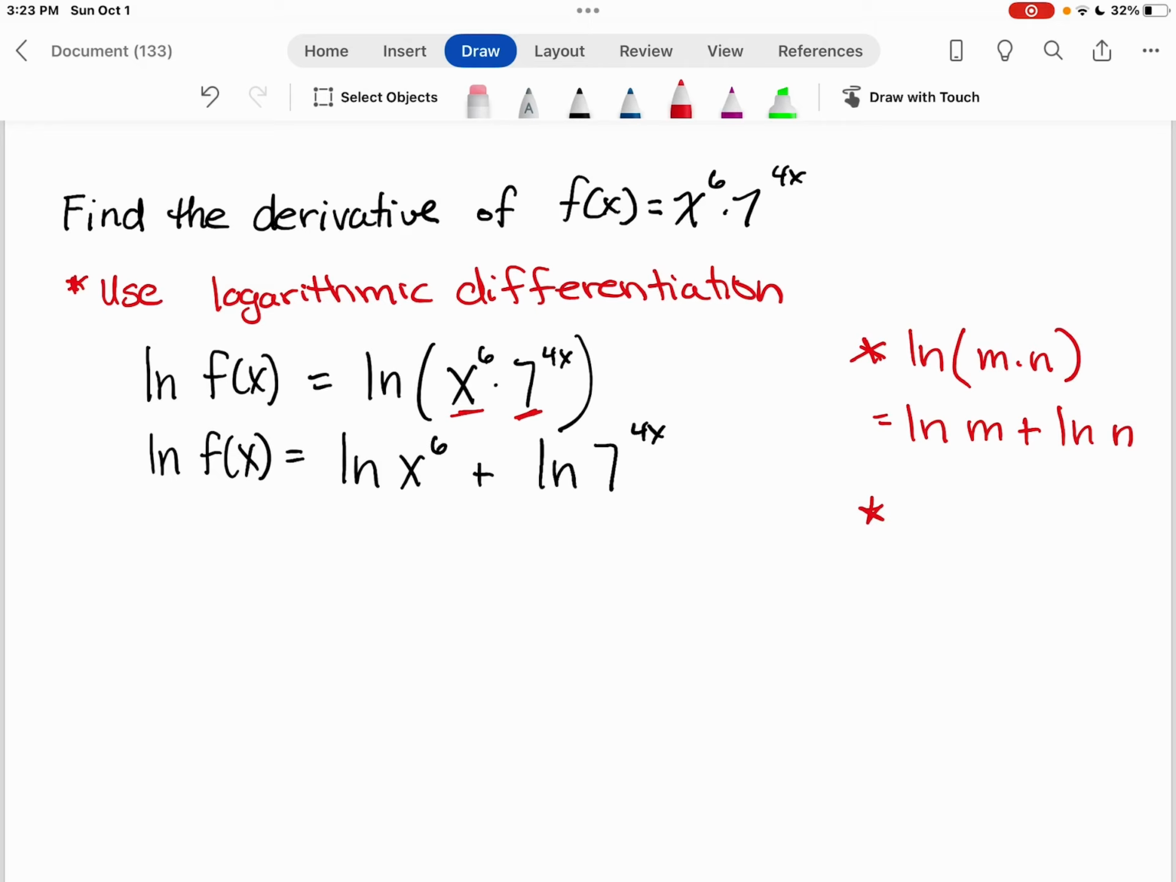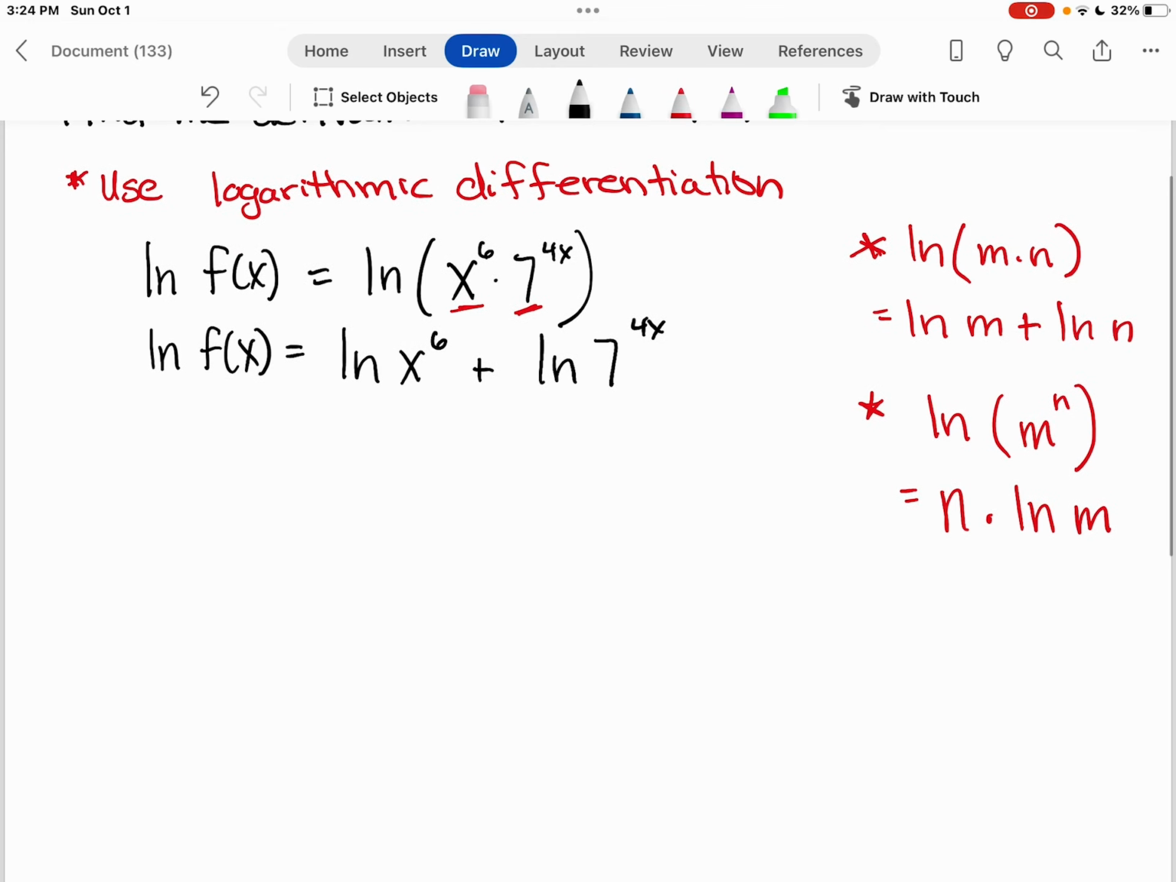Then I'm going to use the exponent rule for logarithms, which says if I have, let's say, m to the power of n, if I take the natural log of m to the power of n, that is the same thing as saying n times the natural log of m. This rule tells me I can bring the n down in front of the logarithm. So I'm going to use that rule next.